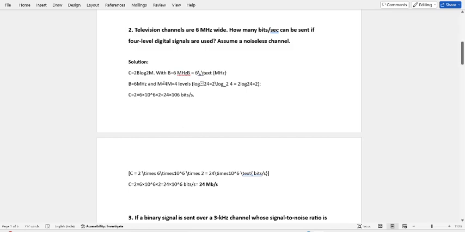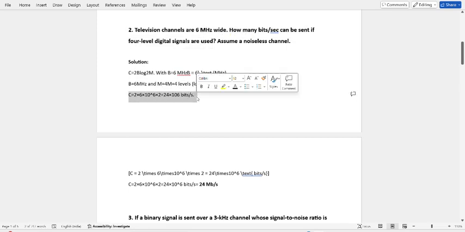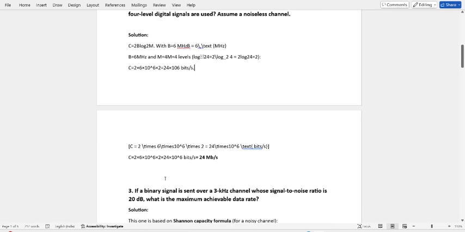This is our solution, for four-level digital signals. Our answer is 2 times 6 times 10 to the power of 6 times 2, so 24 times 10 to the power of 6 bits per second. Final answer is 24 megabits per second.